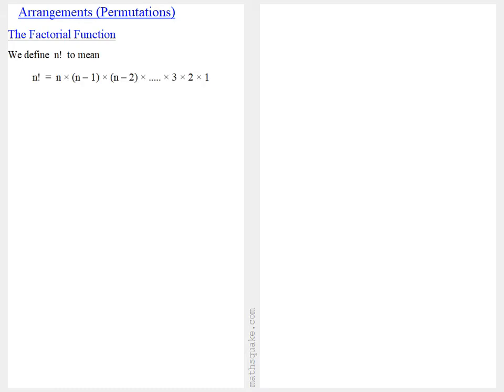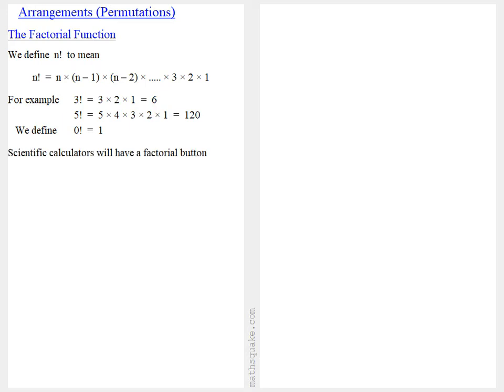Now we define n factorial, which is written as n with an exclamation mark, to mean n factorial is equal to n times n minus 1 times n minus 2 and so on to finish with times 3 times 2 times 1. So for example, 3 factorial is 3 times 2 times 1 and that's 6. 5 factorial is 5 times 4 times 3 times 2 times 1, which is equal to 120. Now we define 0 factorial as being equal to 1.